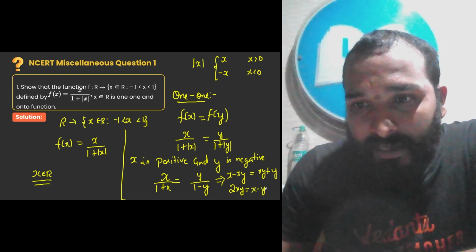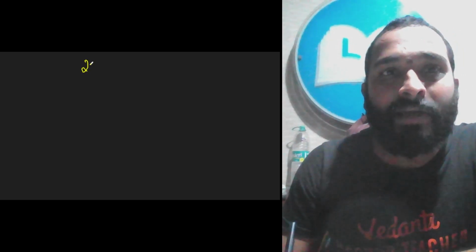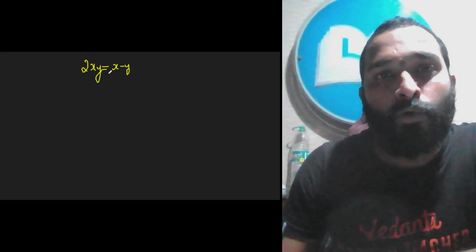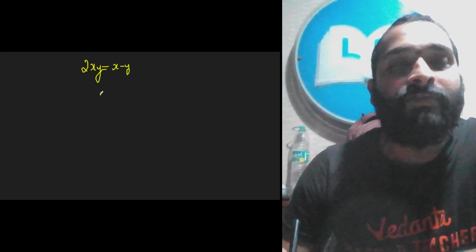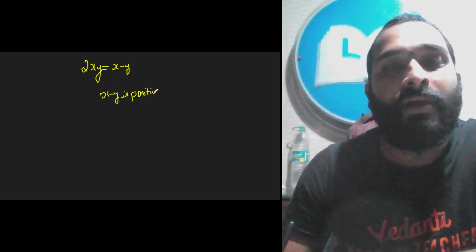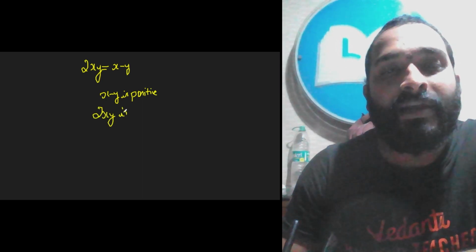See children, observe this very carefully. x is positive, y is negative. So what is x minus y? We got 2xy is equal to x minus y. See, x is positive, y is negative. Yes or no? If x is positive and y is negative, then your x minus y is positive. Yes or no children? This is positive. But what about your 2xy? 2xy is negative. Correct children? 2xy is negative because y is negative.